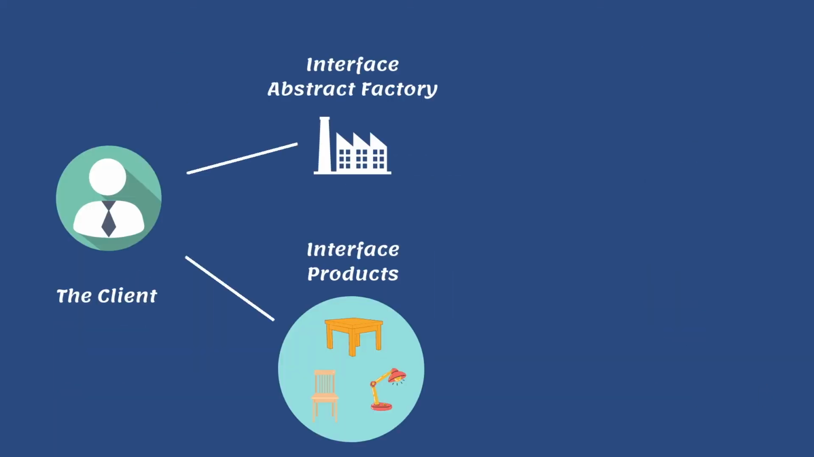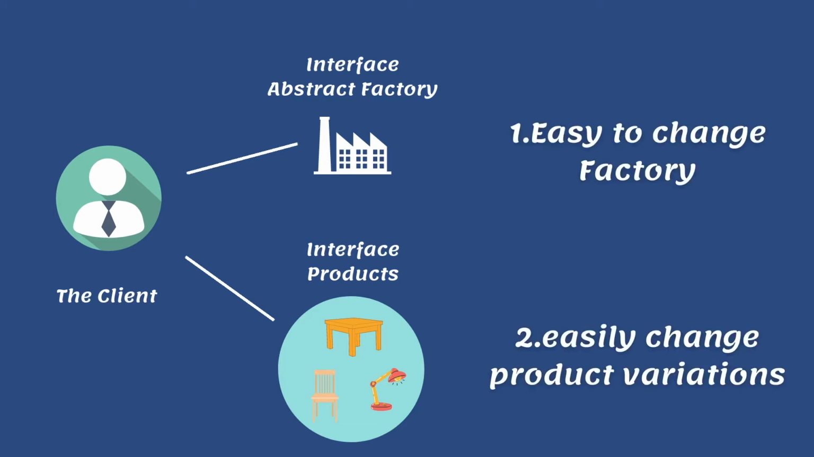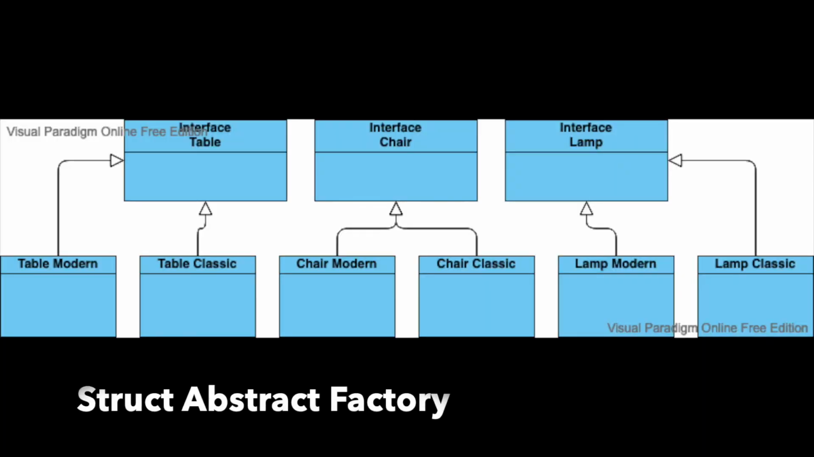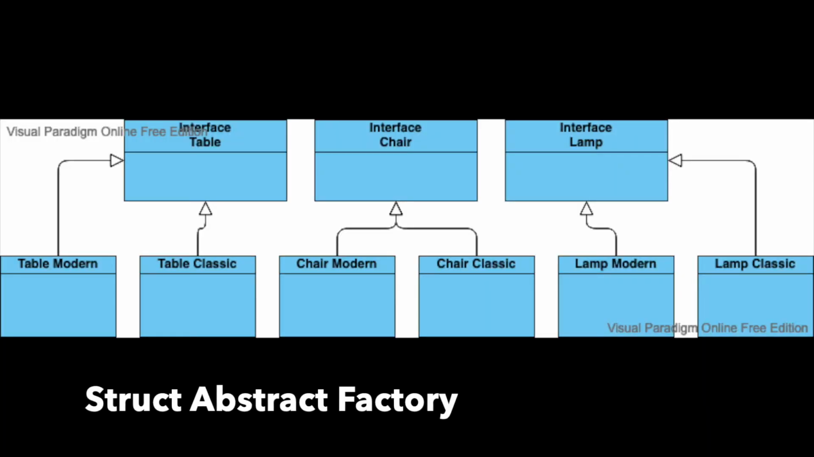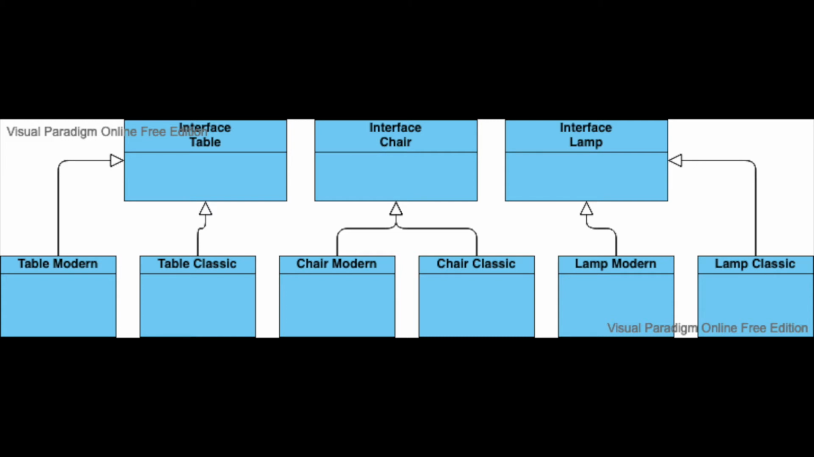The client code works with the factory and product code through abstract interfaces. It makes it easy to change the factory and product variant without wrecking the client code. We have an interface for each type of product and subclasses that inherit from the products.